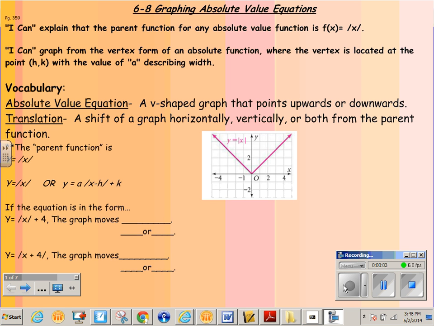Good afternoon, PMLS Tigers. Today we're going to be working with graphing absolute value equations. You can use the book as a reference in section 6.8, so just know that that is available to you.